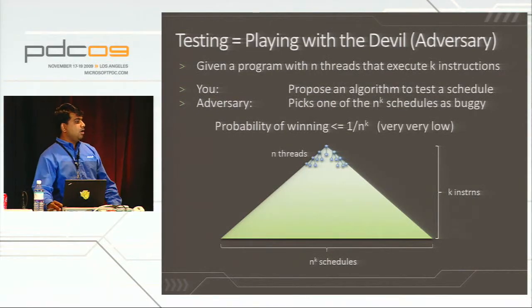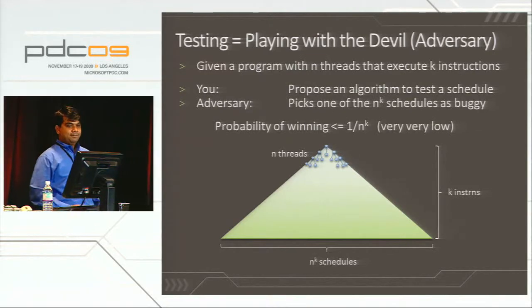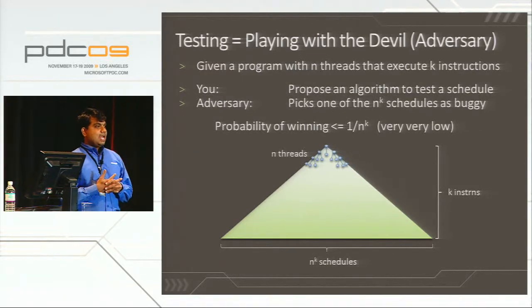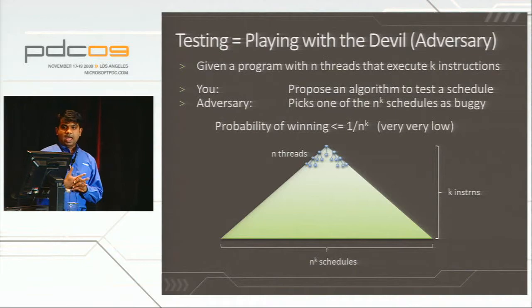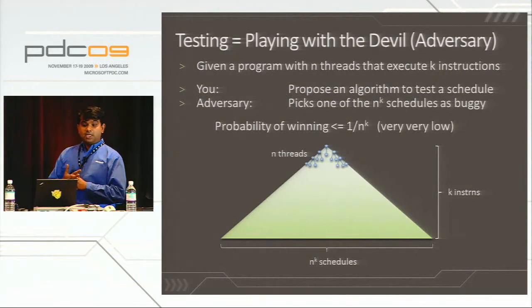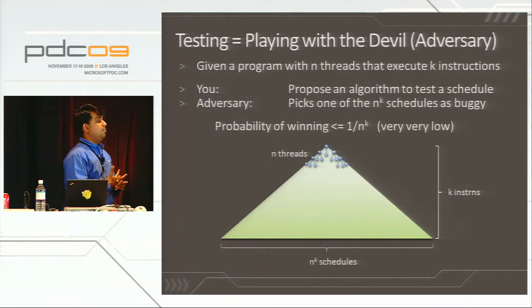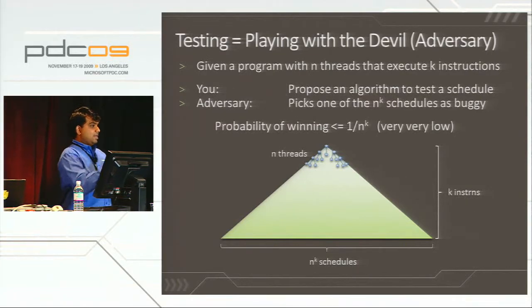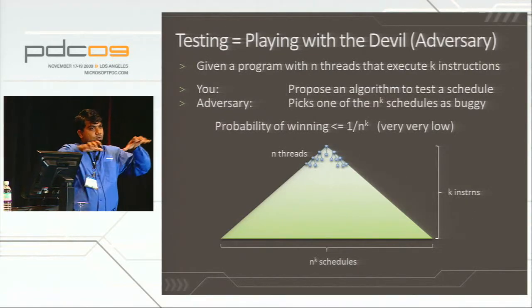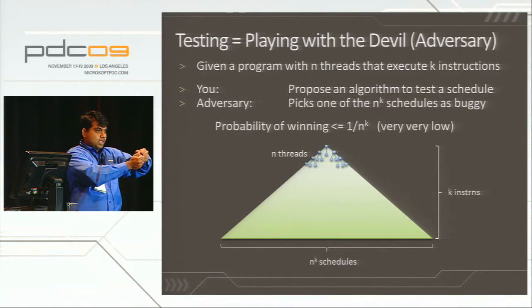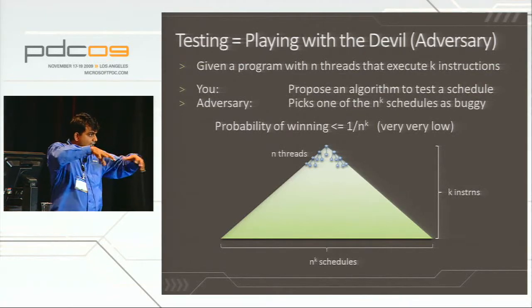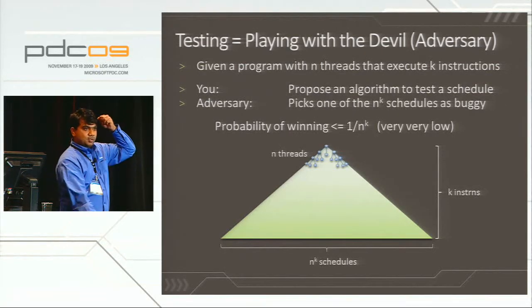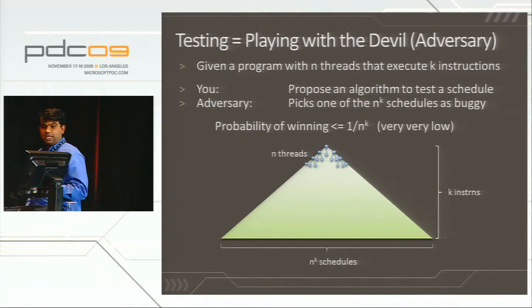I give you a program. It has n threads, and it executes k steps. To a first order of approximation, it has around n to the k possible behaviors. From the initial state, you can execute any one of the n threads. From each of those states, you can again execute any one of the n threads. So you have a branching factor of n up to depth k, and you have n to the k schedules.